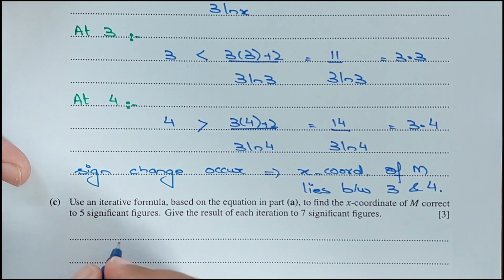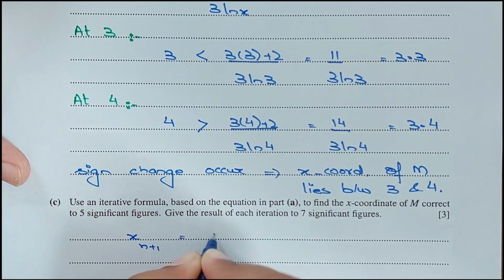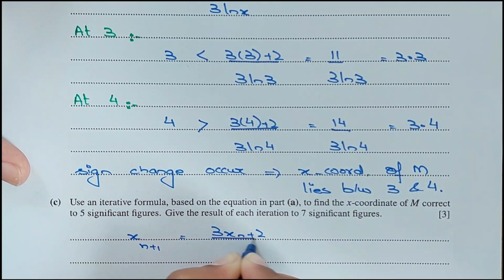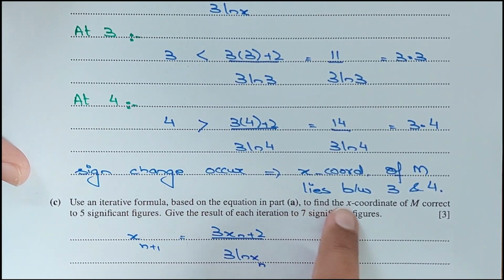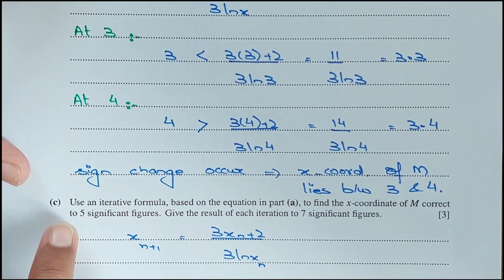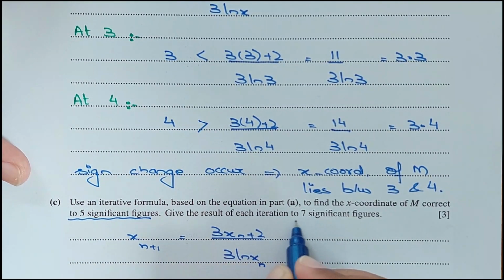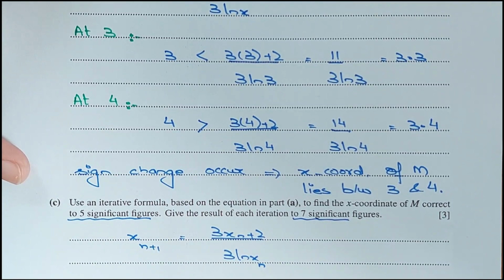Okay, make an iterative formula, which is x_(n+1) equals (3x_n + 2) over 3 ln of x_n, to find the x coordinate of M, correct to 5 significant figures. Give the result of each iteration to 7 significant figures, right?